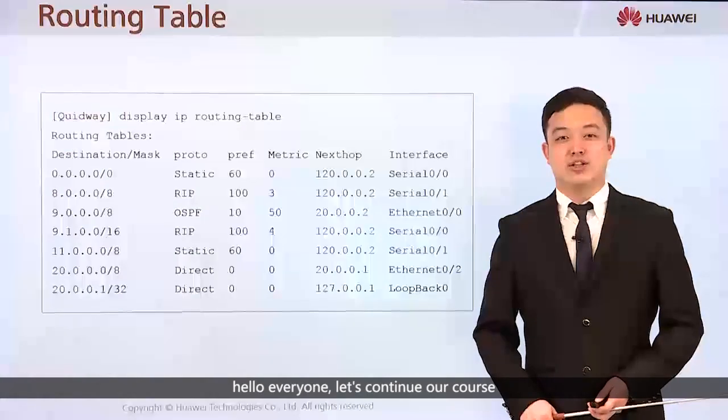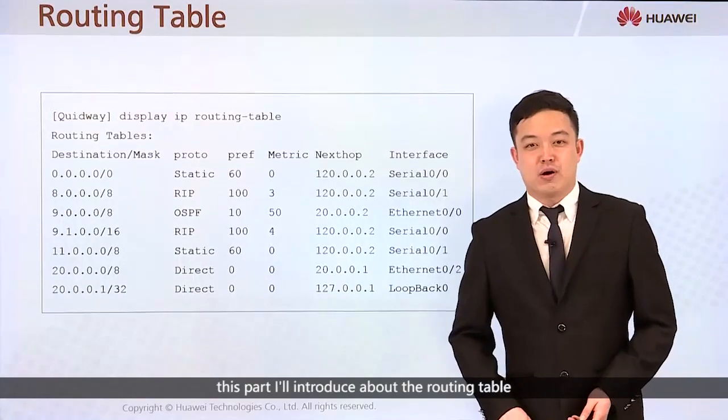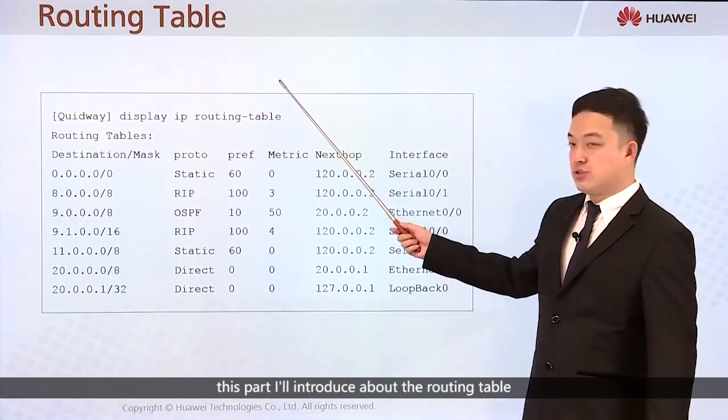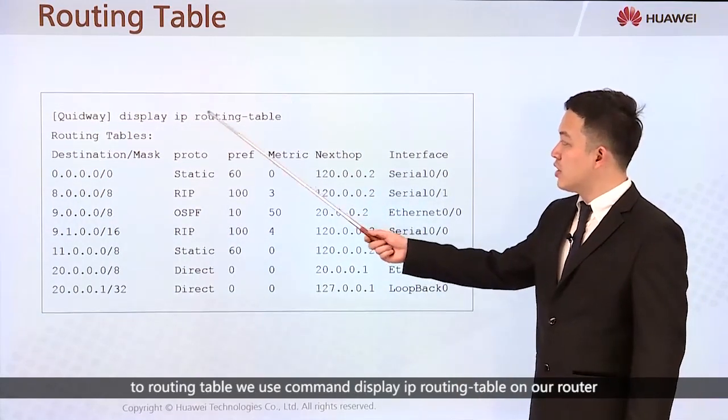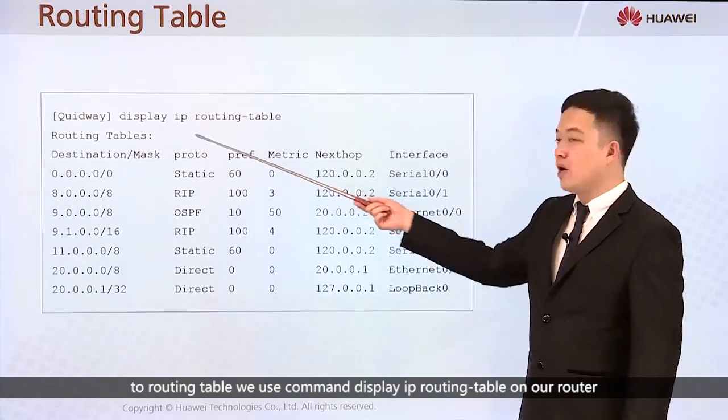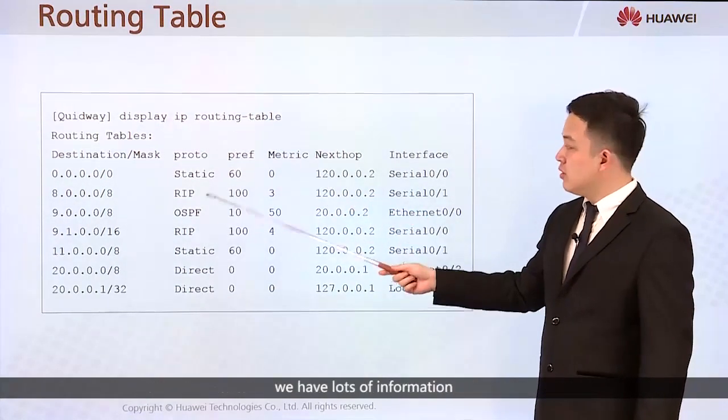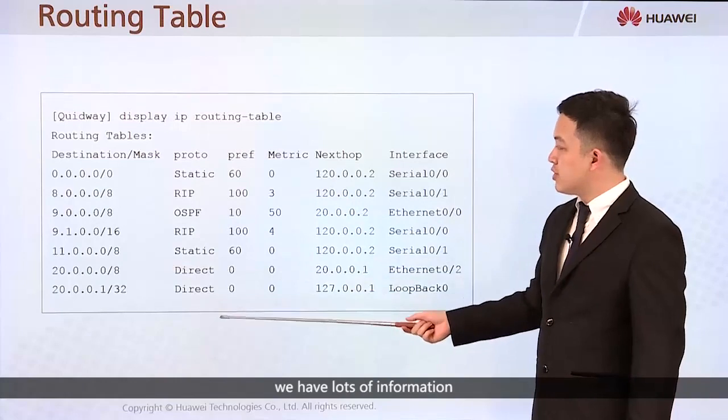Hello everyone, let's continue our course. This part I will introduce the routing table. To view the routing table, we use the command display ip routing-table on our router. We have lots of information here.